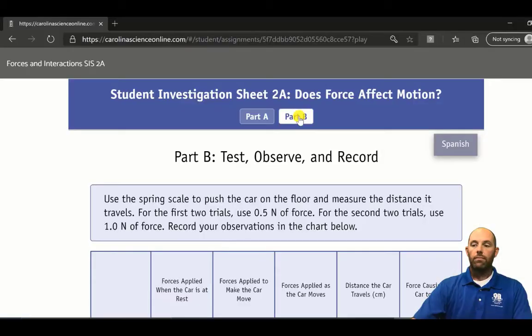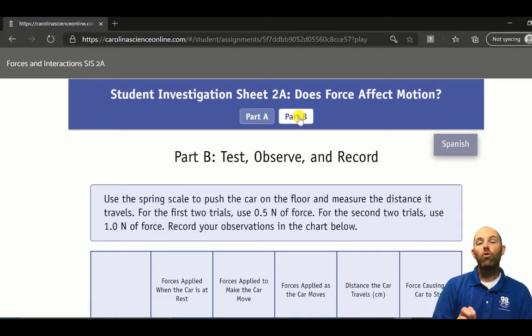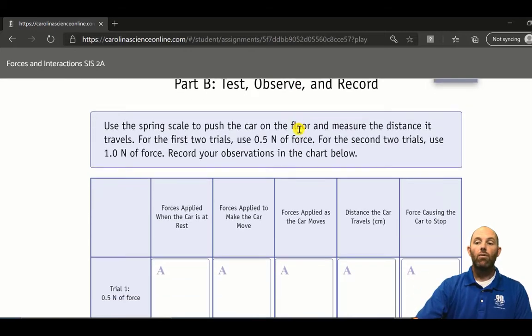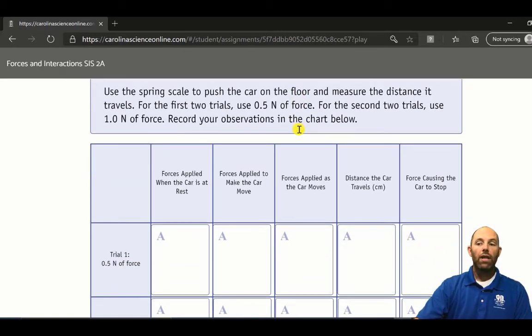Now we're on part B of the student investigation sheet, and we're going to use the spring scale to hit a car with 0.5 Newtons worth of force and then 1 Newton's worth of force. We're going to repeat 2 trials for each of the forces. Remember, we talked about what a trial is. The same experiment done more than once. That's a trial. And so on each trial, we're going to answer the following 5 things.